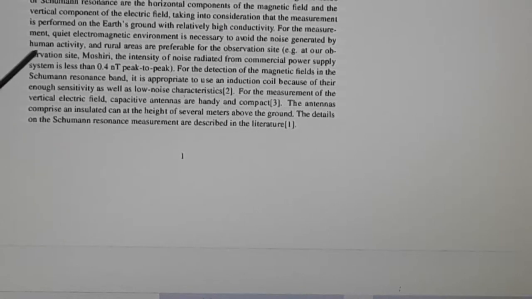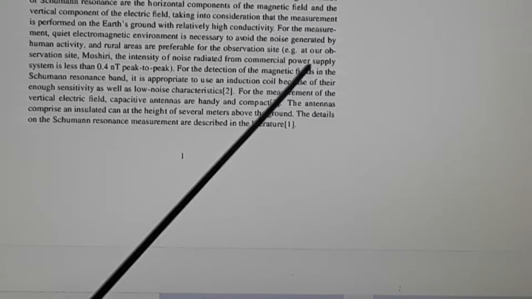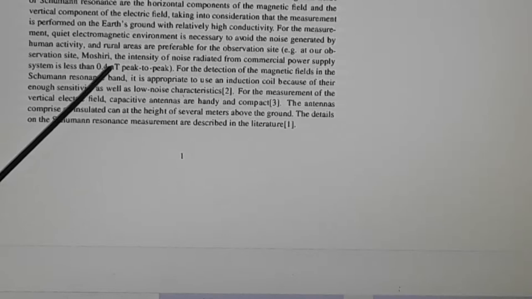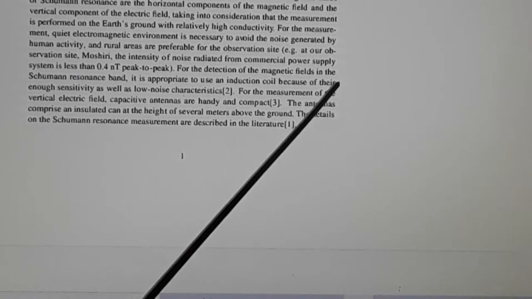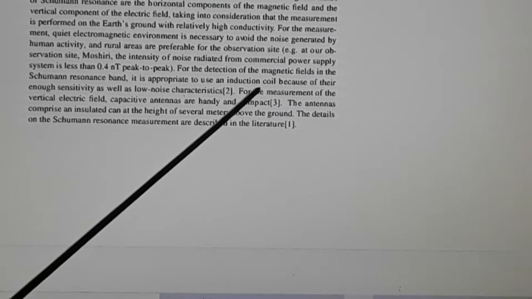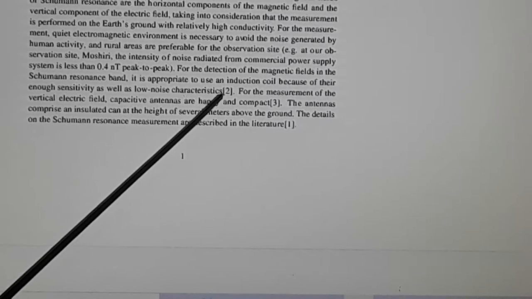For example, at our observation site, Moshiri, the intensity of noise radiated from the commercial power supply system is less than 0.4 nanotesla peak to peak. For the detection of the magnetic fields in the Schumann resonance band, it is appropriate to use an induction coil because of their enough sensitivity as well as low noise characteristics.